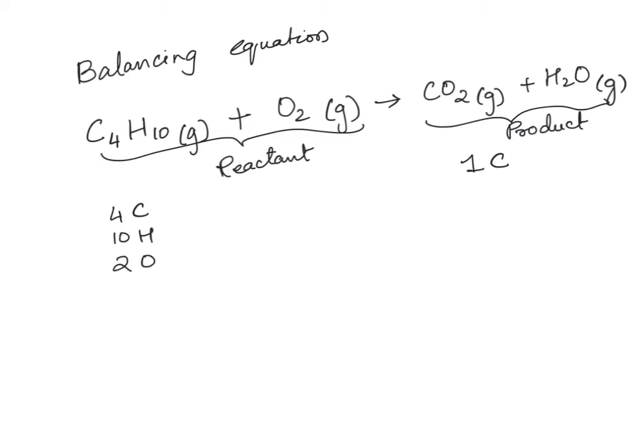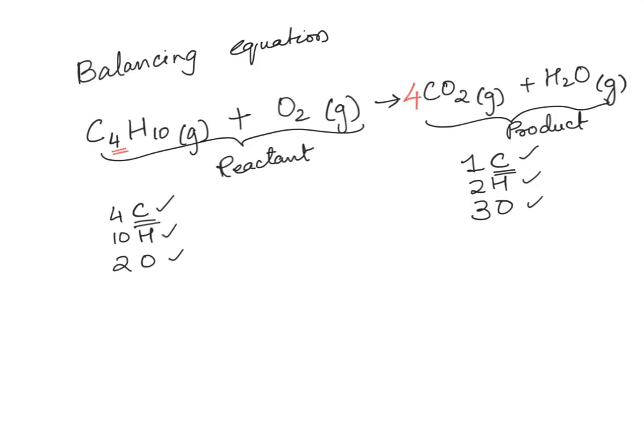2 hydrogens and 3 oxygens. So the atoms are not the same. Here we have 4 carbons and here we have 1 carbon. So now we have to balance this equation. Let's begin with carbon. We have 4 carbons in this case, right? So since there are 4 carbons, let's place 4 here.